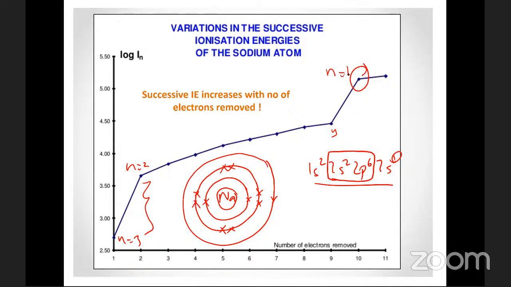The question will be asked to you like this. Looking at this graph, predict which element this graph belongs to. So you have to know, you have to count. We can remove the electron up to N11, but the energy required is very high.